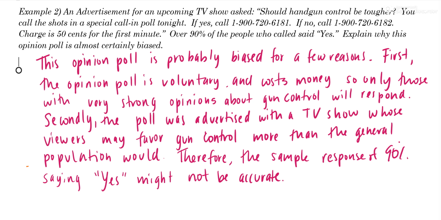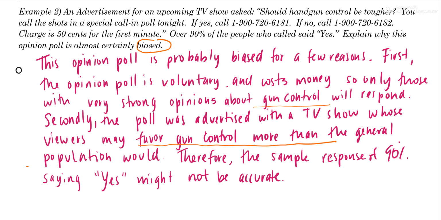in mine, I kind of mentioned a couple of things. So it's voluntary and costs money, so only those with very strong opinions about gun control will respond. I mentioned gun control explicitly. And not only that, but when I continue to explain, I gave an example of how this could be biased. So I'm saying it could be biased because people who watch the TV show might favor gun control more than the general population. Now, you could have said they might favor gun control less than the entire population. That's totally fine. But the deal is you have to connect how the sample is biased back to the way that they took the sample.